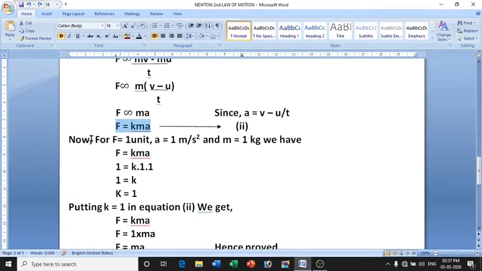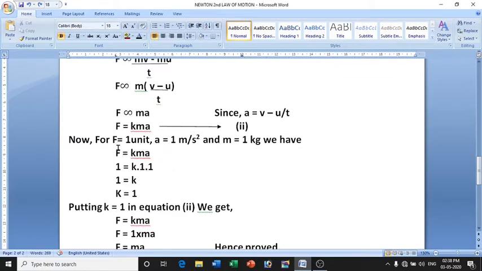Now our aim is to find out what? F equal to ma. So for an object, if 1 unit force is applied, or if the acceleration is 1 meter per second square, and if the mass of the body is 1 kg, that means for a 1 kg object, if force is 1 unit and acceleration is 1 meter per second square, then using these values in the equation, putting in this equation, F is 1, k we do not know, m equals 1 kg, a equals 1 meter per second square.